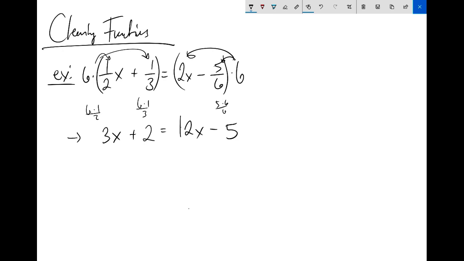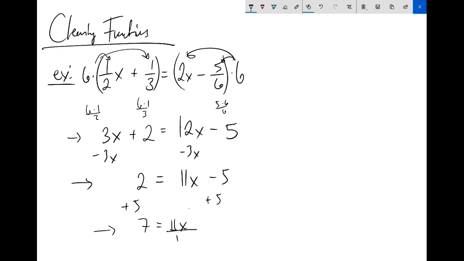Which way would you go? Yeah, I would probably subtract 3x from both sides, send that 3x over to the right-hand side so that they stay positive. So I'd have a 2 on that side. 12x minus 3x is 11x. And then maybe add 5 to both sides. And so you'd end up with 7 equals 11x. And then your last step would be divide by 11. So then the answer would be x is equal to 7/11.